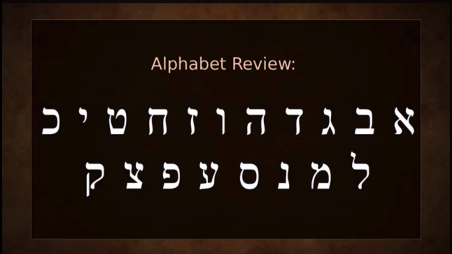Here is the alphabet: aleph, beit, gimel, dalet, he, vav, zayin, chet, tet, yod, kaf, lamed, mem, nun, samech, ayin, pe, tzadi, and kuf.